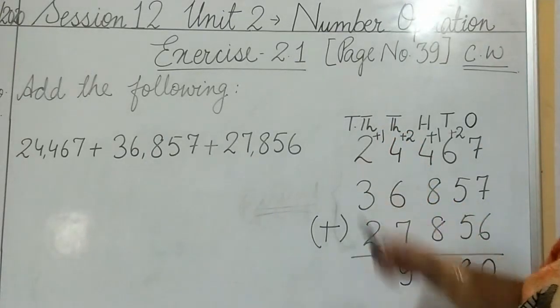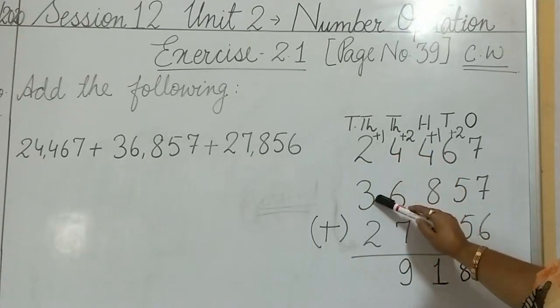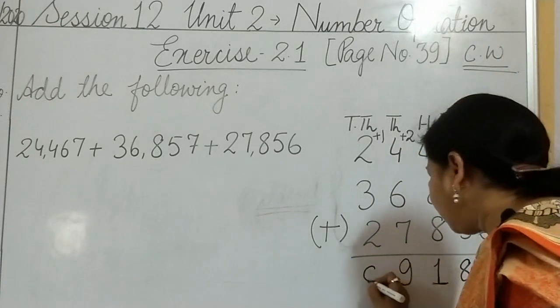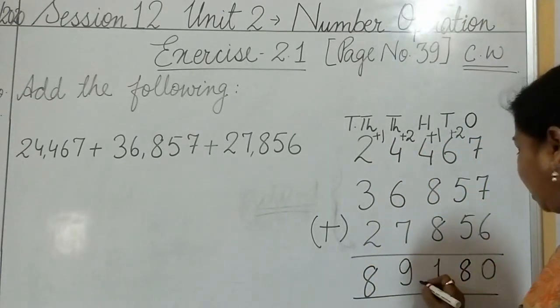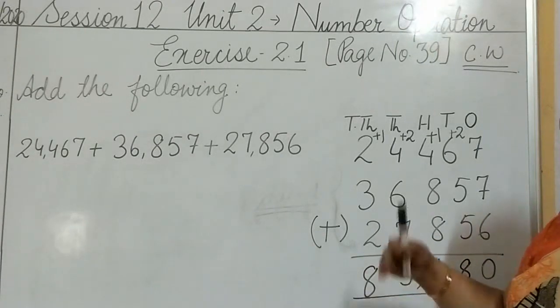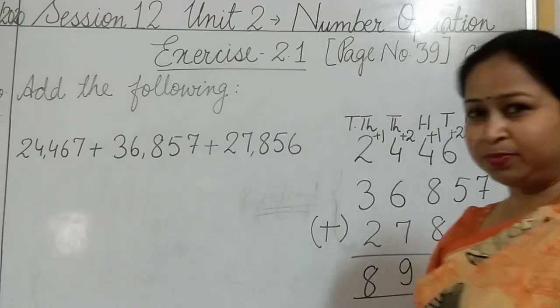Then we have these two 10,000 place, okay? So 2 plus 1, 3, 3 plus 3, 6, 6 plus 2, 8. So what is my answer? My answer is 89,180. Okay? So this is my answer. Let us see the next question.